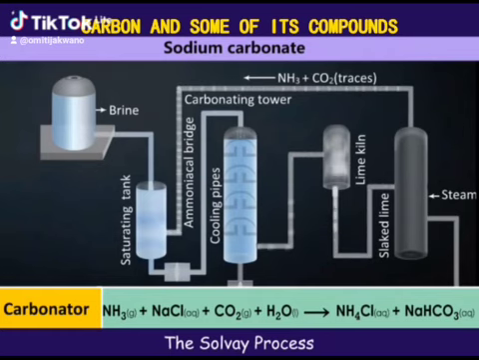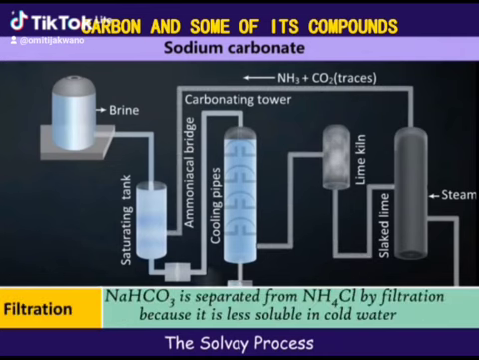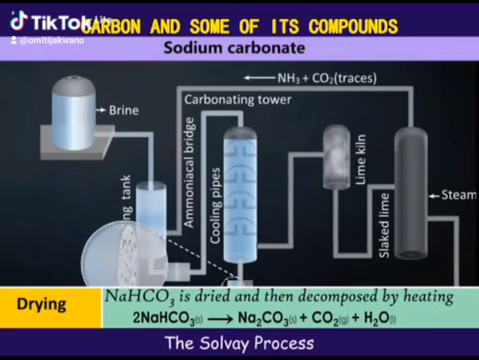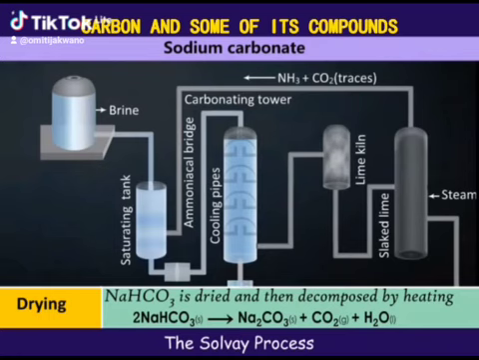Sodium hydrogen carbonate, being less soluble than ammonium chloride at the low temperature, forms crystals in the lower cooler part of the carbonator. Sodium hydrogen carbonate is separated from ammonium chloride by filtration. Sodium hydrogen carbonate is then dried and decomposed by heating at 300 degrees Celsius to produce sodium carbonate.